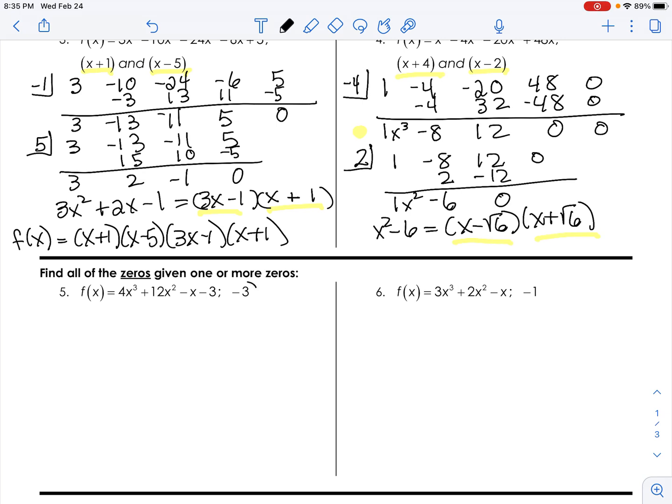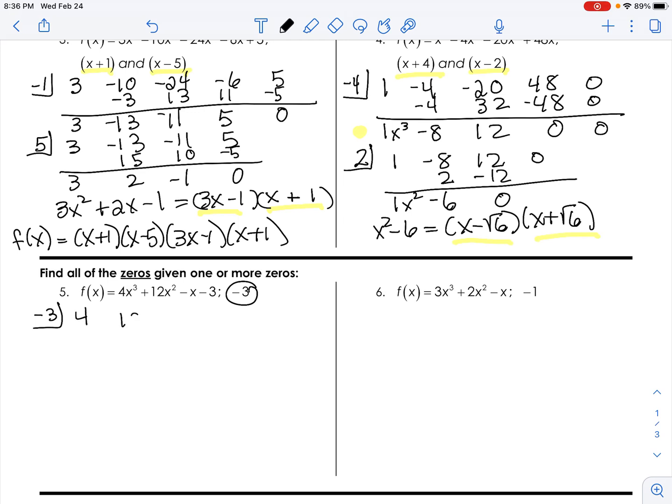Find all the zeros given one or more zeros. All right, so we're given a zero of negative 3. Now you notice I haven't gone to Desmos at all. So I'm going to strictly show you how to do this worksheet using all algebraic methods. Make sure you know algebraically how to support anything that you get from Desmos.